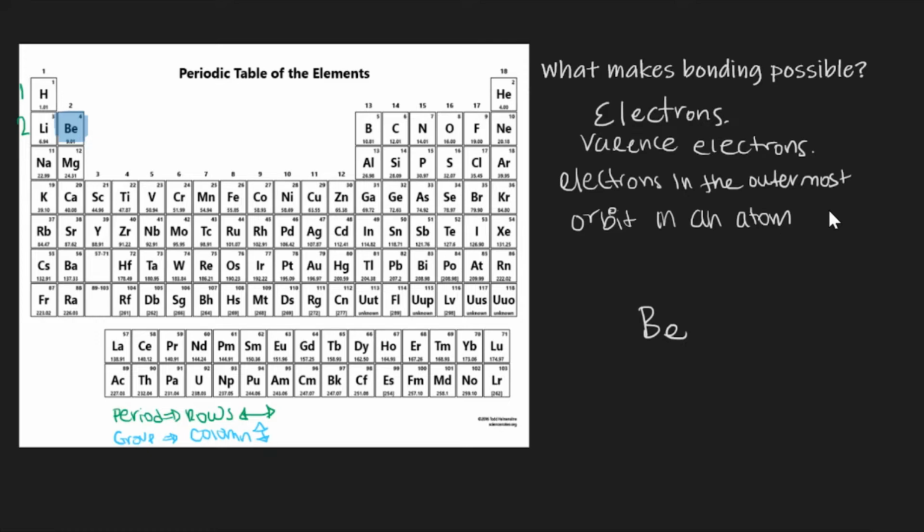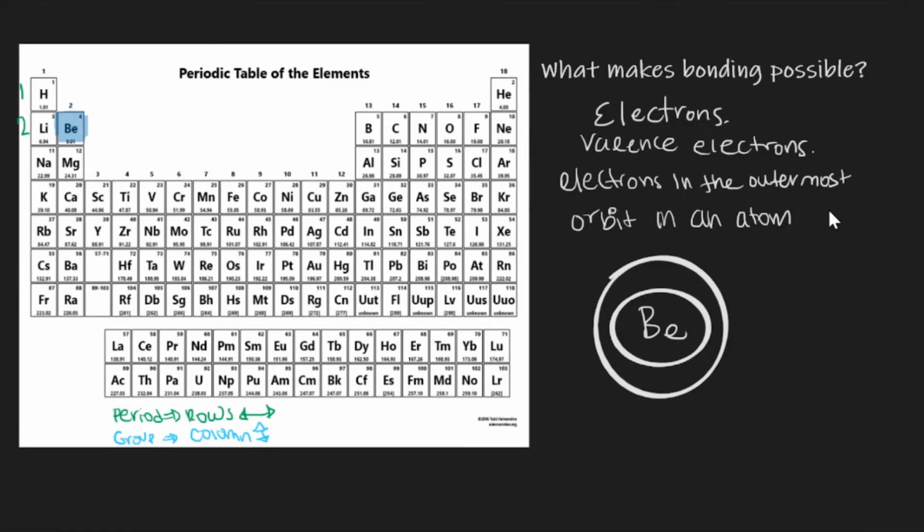Because it's in period 2, we know that beryllium has 2 orbits. So it has one orbit and it has another orbit. Okay, so beryllium has 2 orbits. Now, how do we know how many electrons fill these orbits? Because each atom has an atomic number, in this case, the atomic number of beryllium is 4, we know that beryllium has 4 electrons, okay?